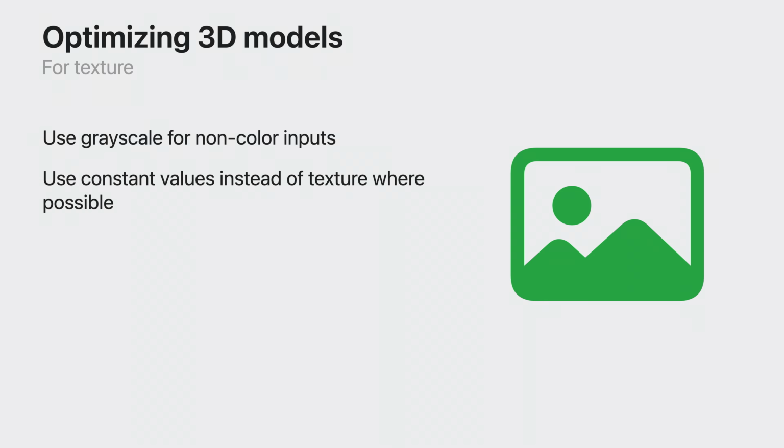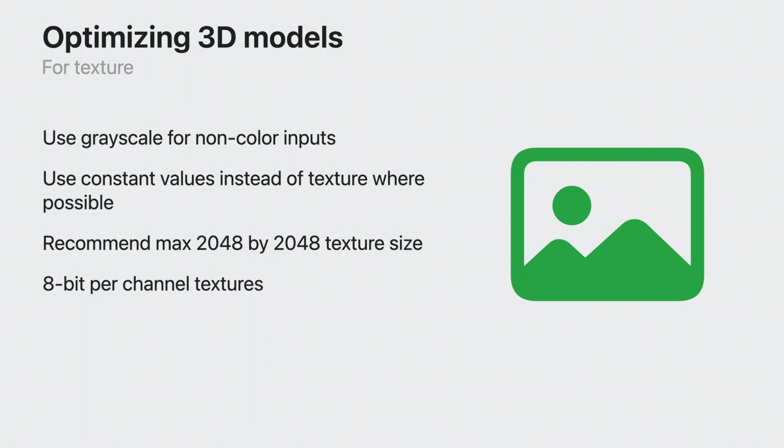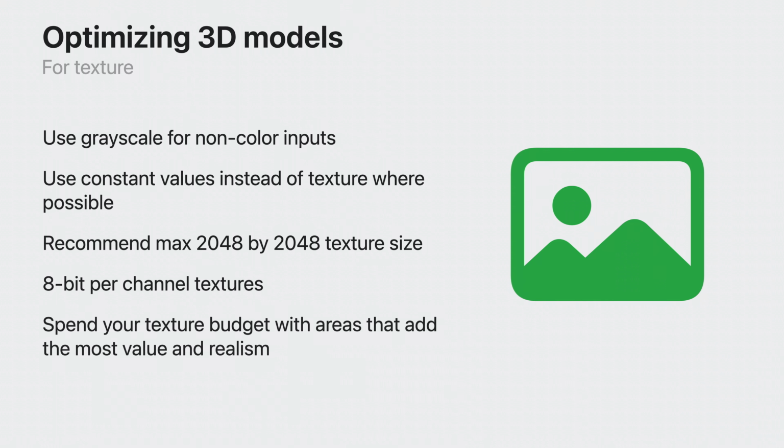When possible, use constant values in your materials instead of loading them from texture. If your model is only using a single PBR material, we recommend a maximum texture size of 2K by 2K and using 8-bit instead of 16-bit per channel textures. Finally, be sure to always spend your texture budget in an area that adds the most value and realism for your 3D model. Next up is materials.